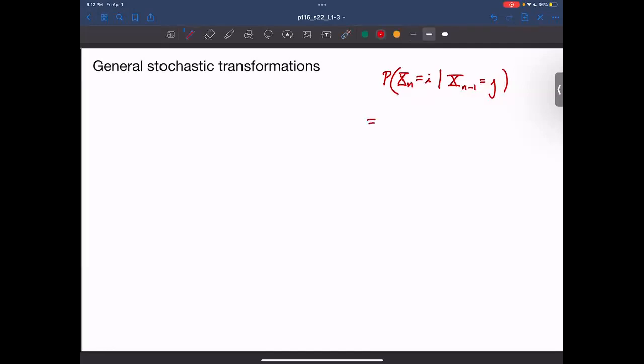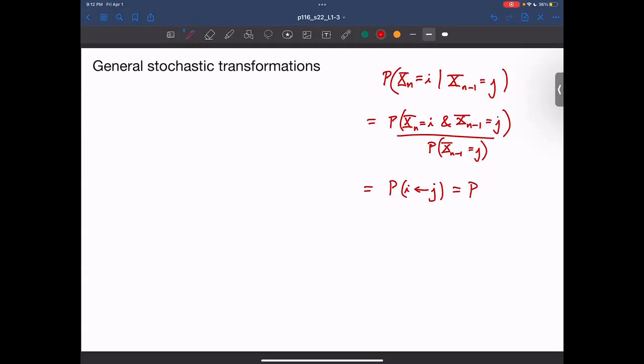So let's define the conditional probability as follows. It's the probability that x_n is equal to i and x_{n-1} is equal to j, divided by the probability that x_{n-1} is equal to j. This we can also write down in the following two ways. We'll write down P of i coming from j, or we could write this down as P of j goes to i. These are all the same idea.